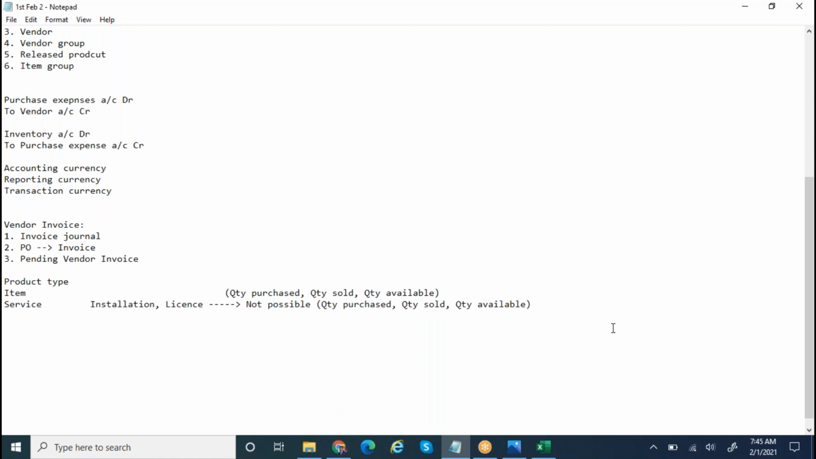Whenever I'm purchasing, how many quantity I have purchased, how many I sold, how many in my warehouse, it is meaningless. Whenever I'm selling an air conditioner, I will sell my service. So in the system for installation, how many quantity available, it is meaningless. Understood? Any doubt here?